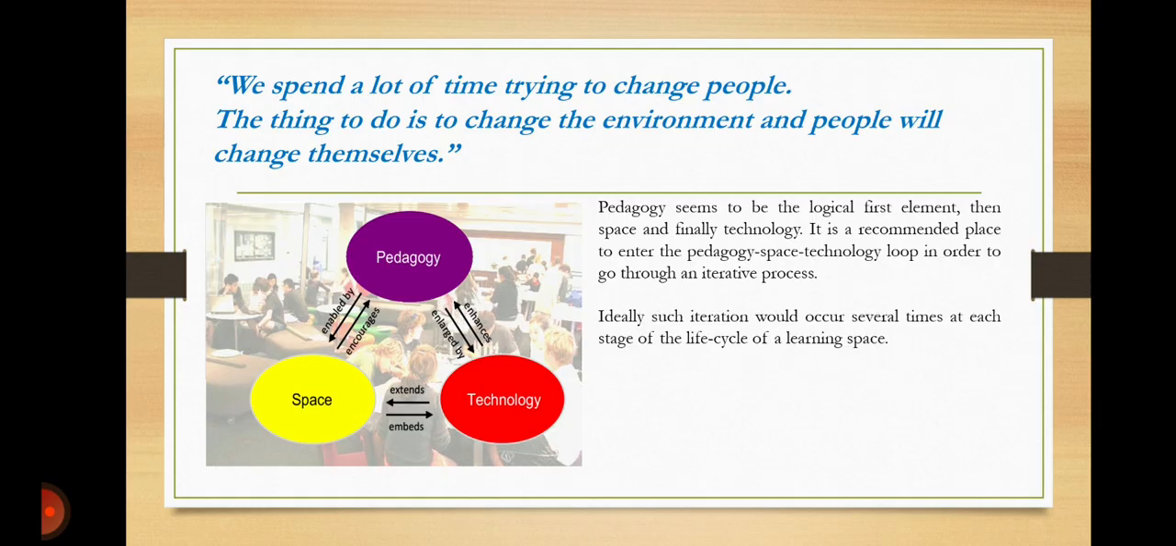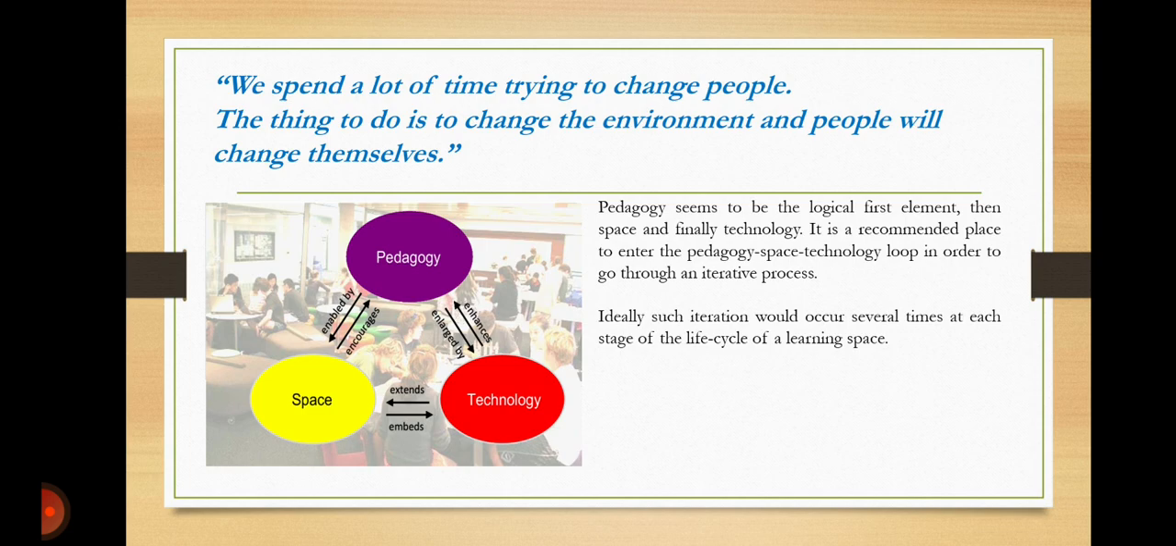As can be seen, there is a correlation. It is a cyclic structure as shown in the diagram. Pedagogy, space and technology are interrelated. But pedagogy is taking the driver's seat in this particular framework, and this framework is more teacher centered, which was suitable for the previous education system.